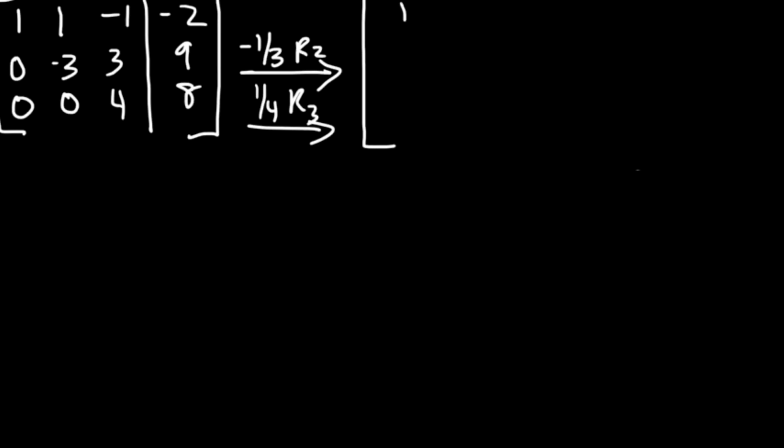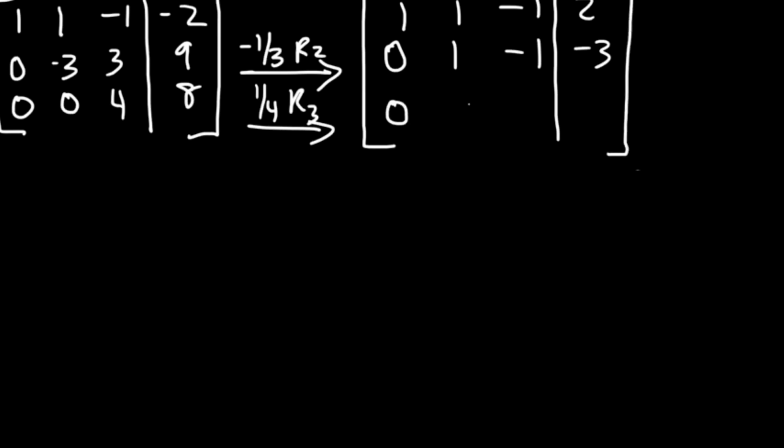So row 1 will not change. So let's rewrite that. And row 2, we're going to multiply everything by negative 1/3, or divide everything by negative 3. So negative 3 divided by negative 3, or negative 3 times negative 1/3, that's positive 1. 3 times negative 1/3 is negative 1. And 9 times negative 1/3 is negative 3. Now, 4 times 1/4 is 1. And 8 times 1/4 is 2.